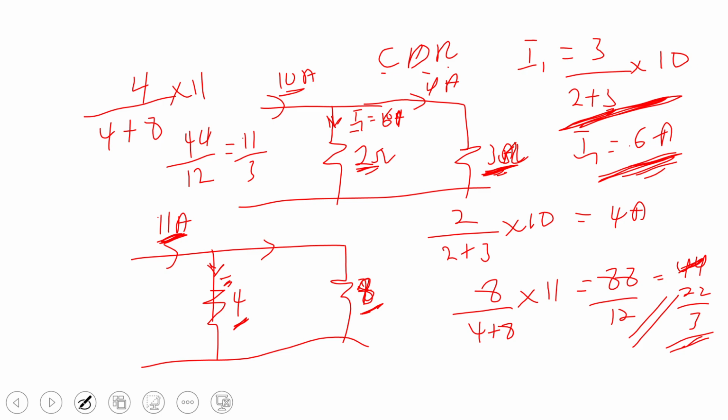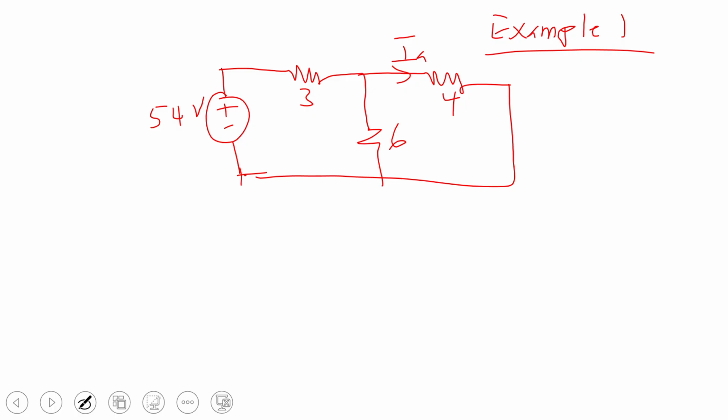Now realize that in all the ones we have done, the two resistors have to be in parallel. The two resistors have to be in parallel before we are able to apply the current division rule. Because if they were in series, let's say this 4 and this 8 were in series, then if 11 amps is coming, the same 11 amps will pass through all of them. So realize that the current division rule is used only when I have two things in parallel and I know the total current coming to them.